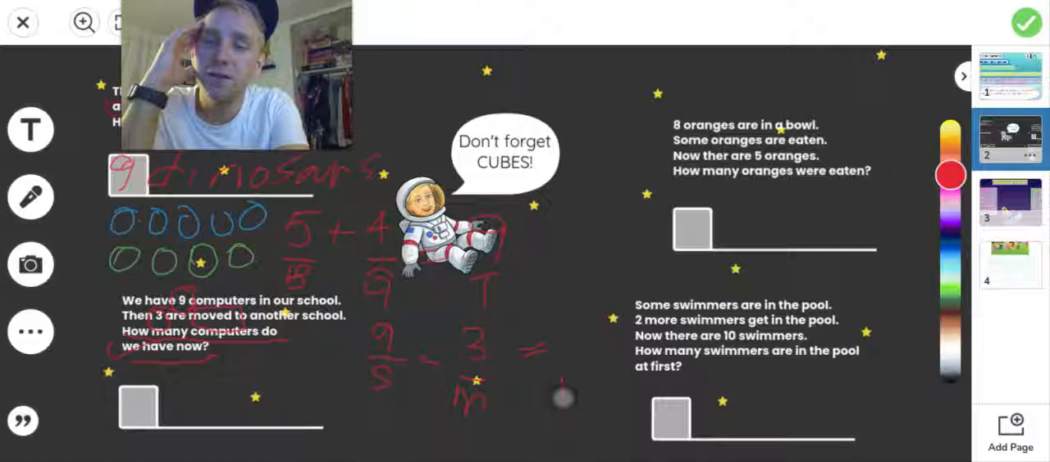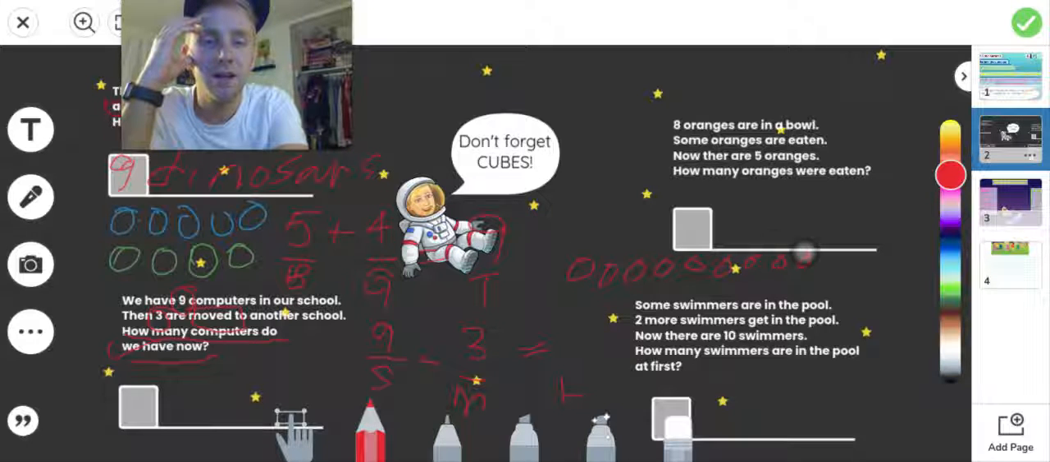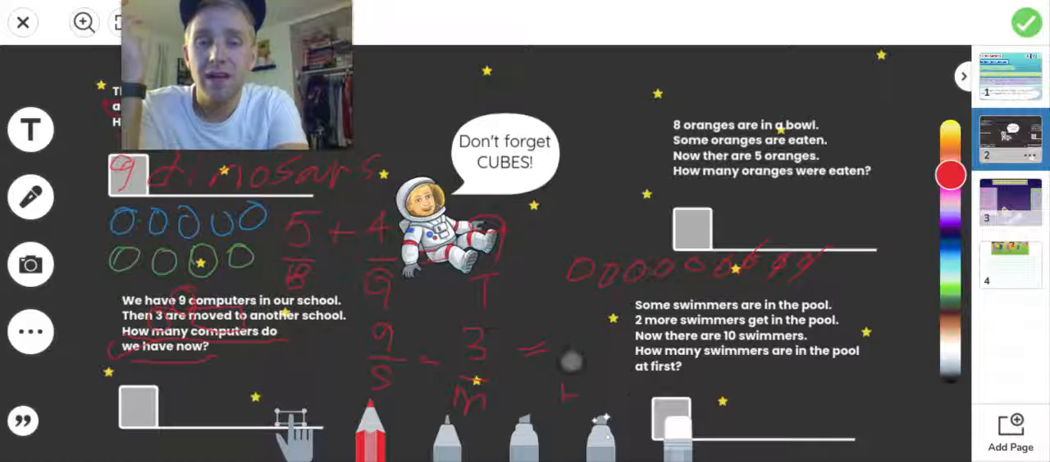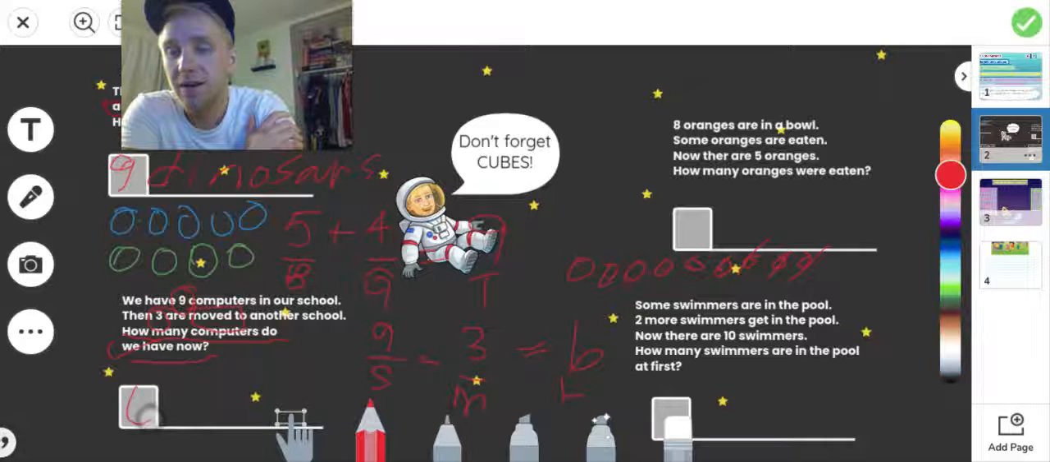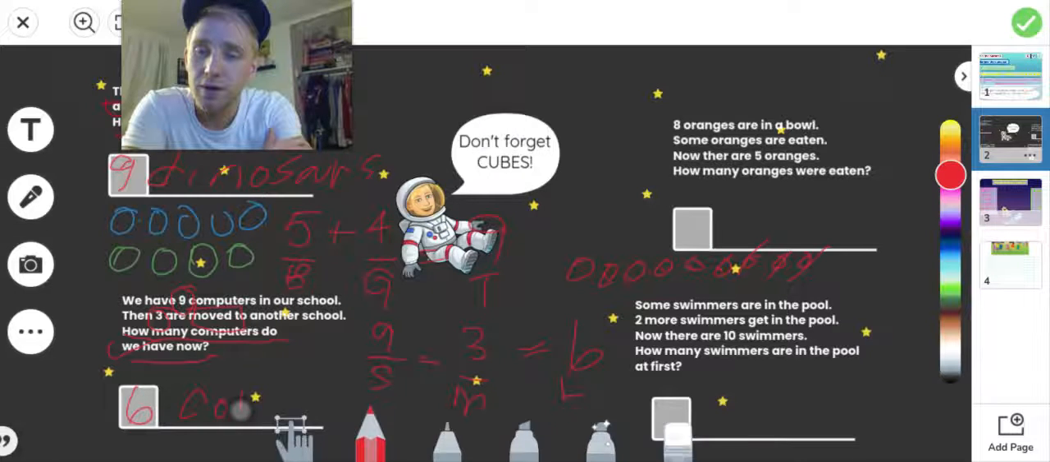How many do I have left? Let's do a picture to figure it out. I'm going to draw over here 1, 2, 3, 4, 5, 6, 7, 8, 9. I am going to cross out 3 because we know those 3 are gone now. And I'm going to count to see how many I have left. There are 6 left. 1, 2, 3, 4, 5, 6. 6 left. I've solved my equation. I can write my answer down here. 6. I can't forget my label. We're talking about computers.